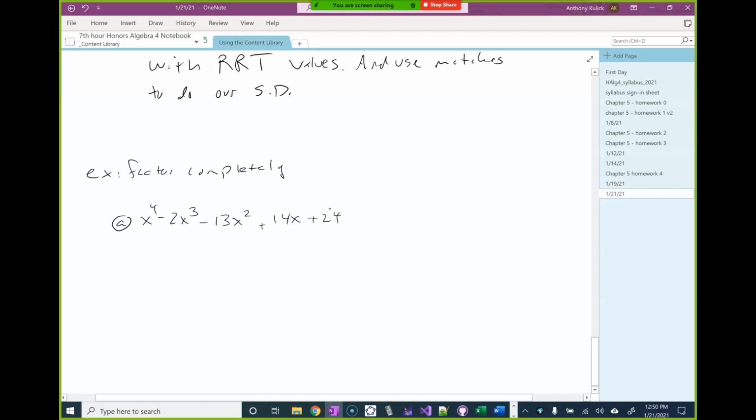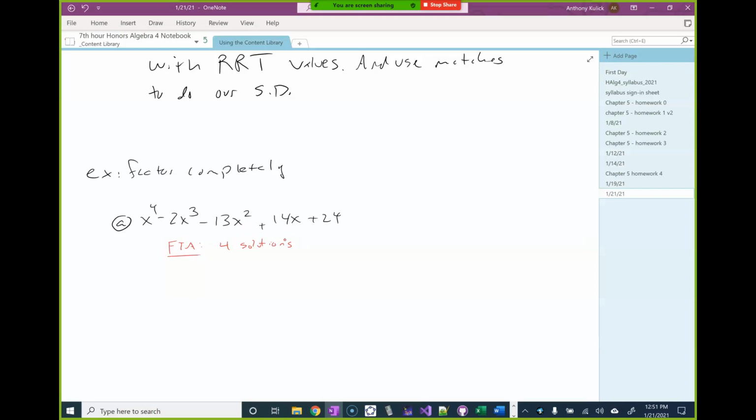Before I start doing any synthetic divisions, I'm going to look at three things to figure out what I want to do. I can tell right away that at most this polynomial has 4 solutions. How can I tell that? Its degree is 4, right? The degree is the biggest exponent. Everybody's good there?